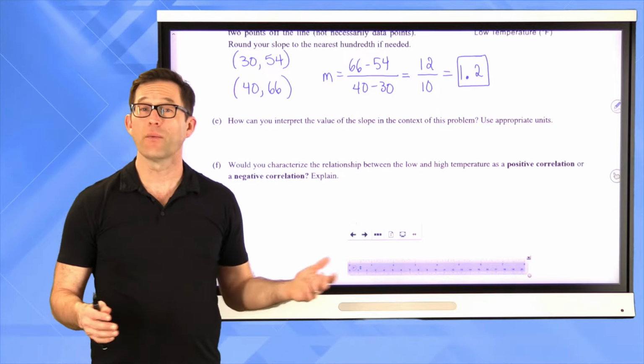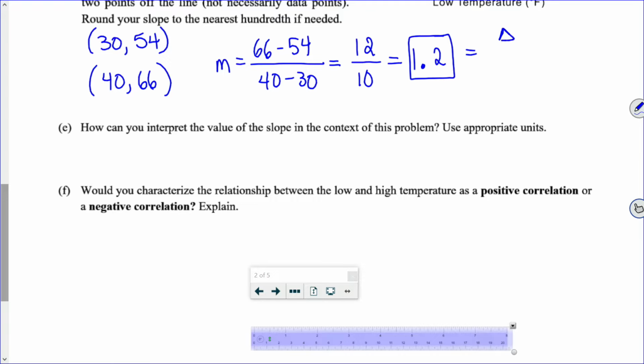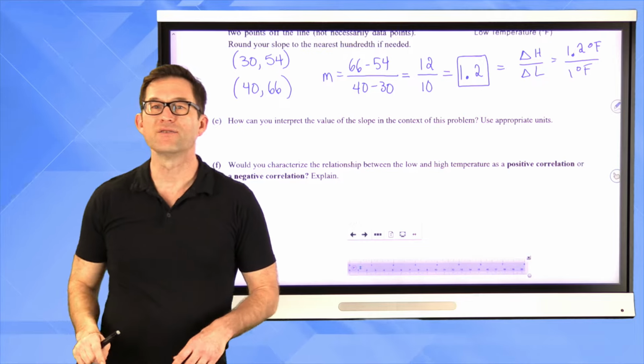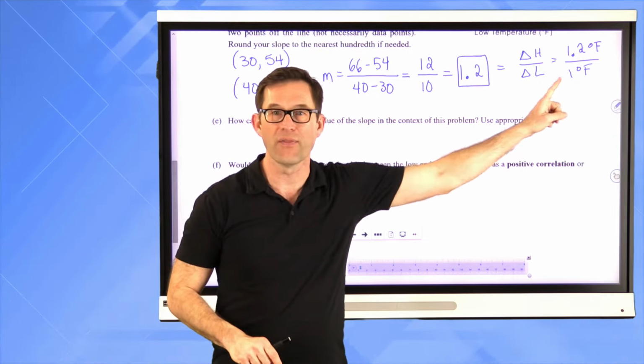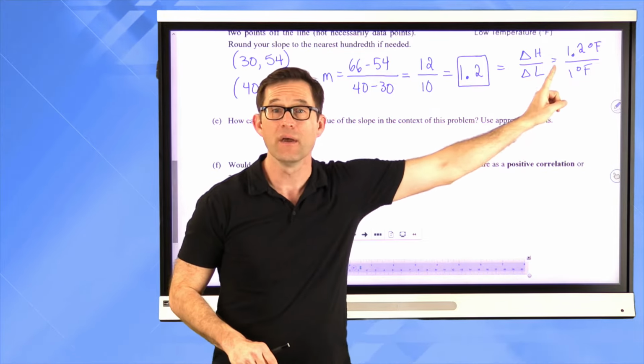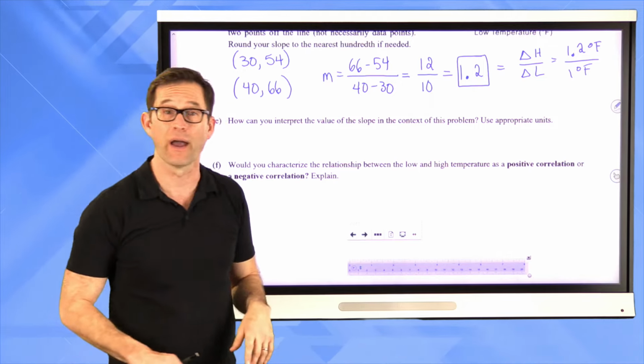Well, keep in mind what we really have, right? The slope in this case was really the change in the high temperature divided by the change in the low temperature, right? And I can think about that as being 1.2 degrees Fahrenheit per 1 degree Fahrenheit. It's a good way to think about it, right? So what this really tells me is that for every 1 degree Fahrenheit that my low temperature increases, my high temperature increases by 1.2 degrees Fahrenheit.